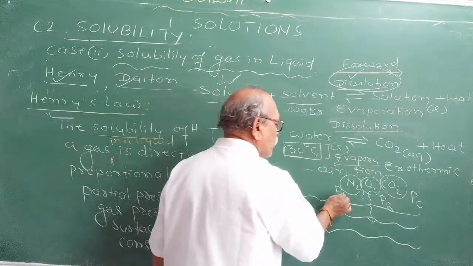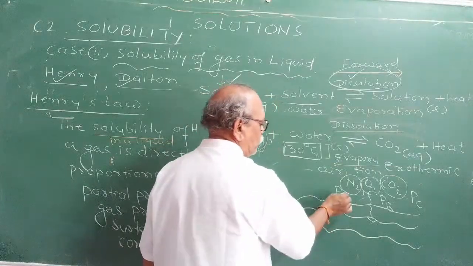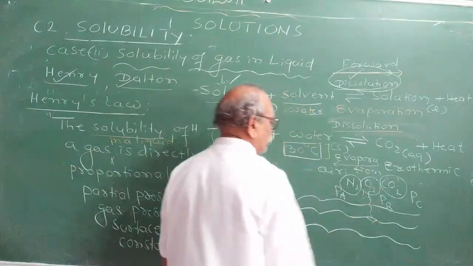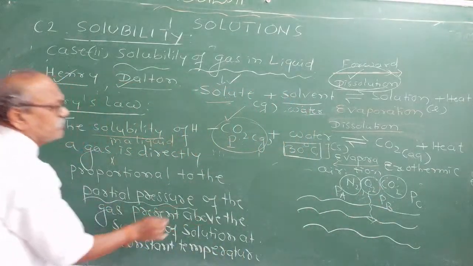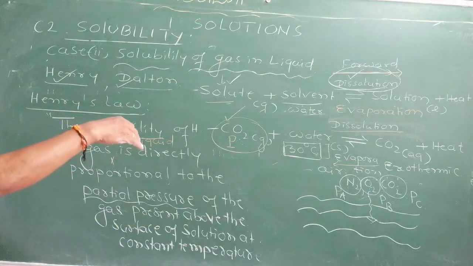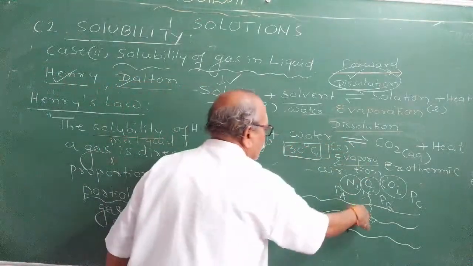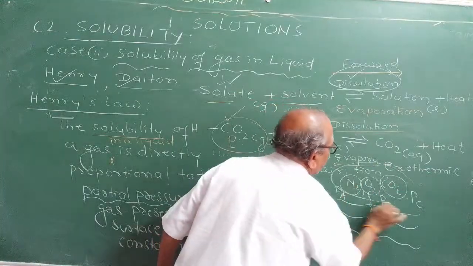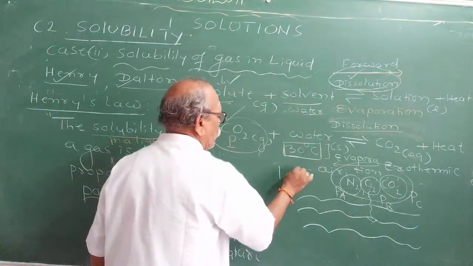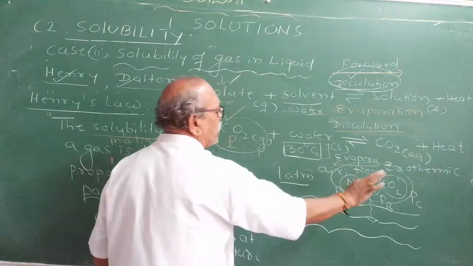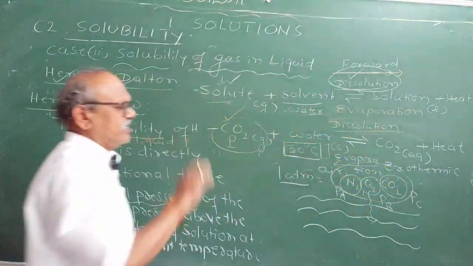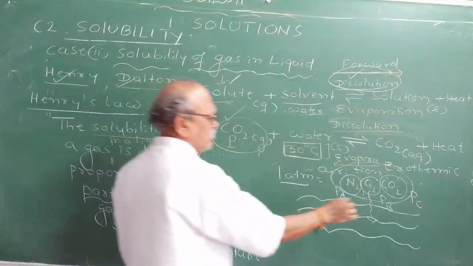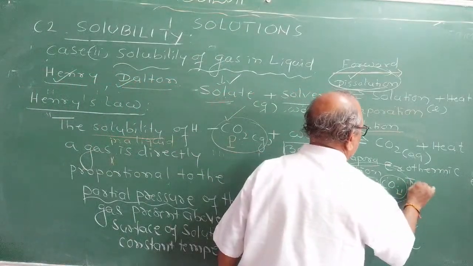Partial pressure means a part of the pressure. It is the part of the pressure exerted by oxygen, because the complete atmospheric pressure of one atmosphere is distributed among nitrogen, oxygen, carbon dioxide and other gases, say inert gases. Inert gases are also present in air.